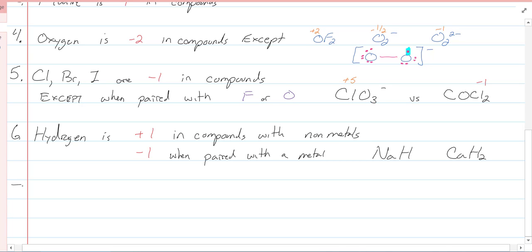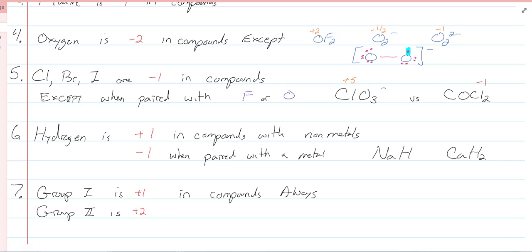And last, group 1 is +1, and group 2 is +2 in compounds. Always. Kind of like the rules in my house. My children know that rule number 1, mom's always right. Rule number 2, when mom is wrong, see rule number 1. And that's how it is.